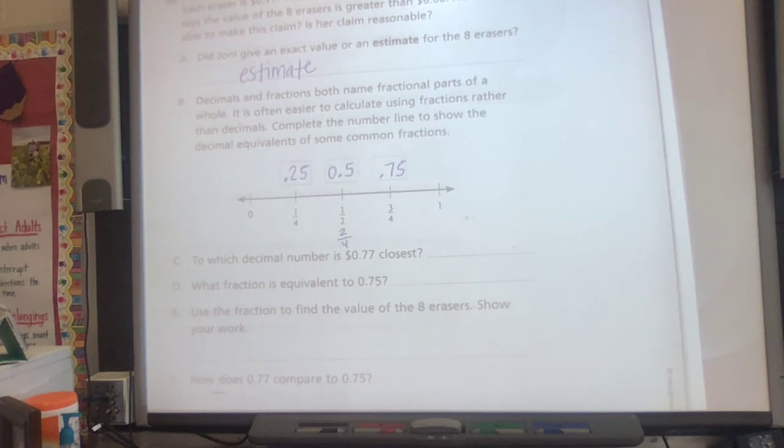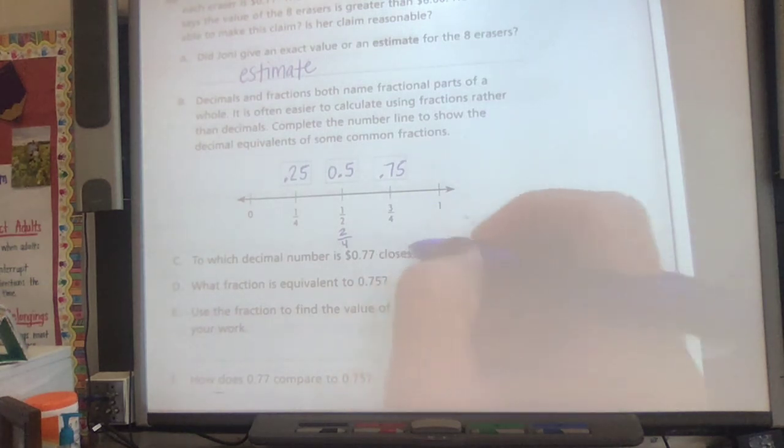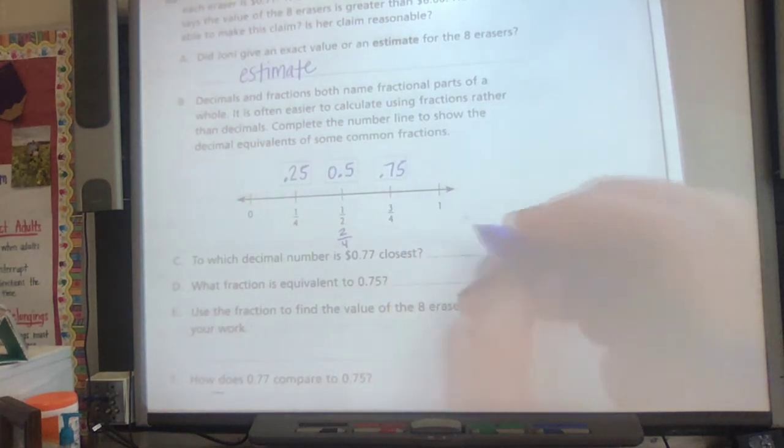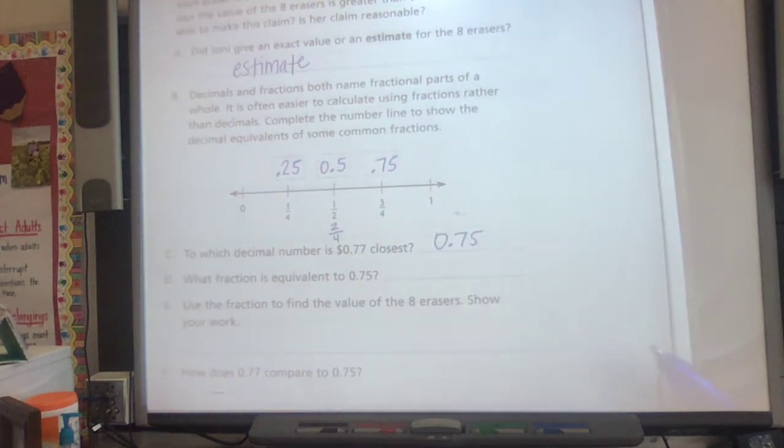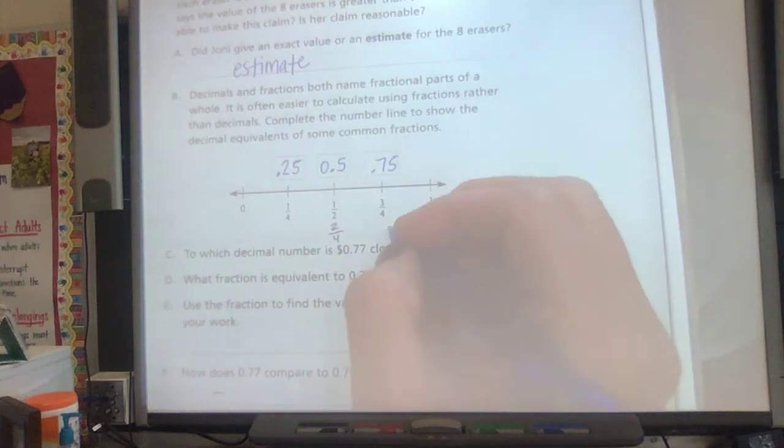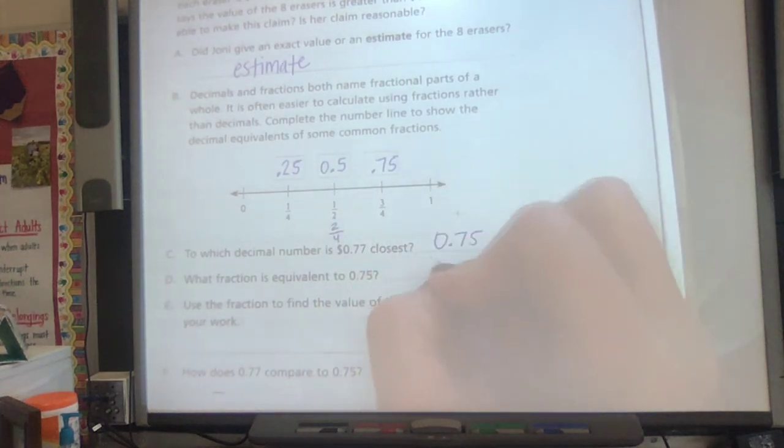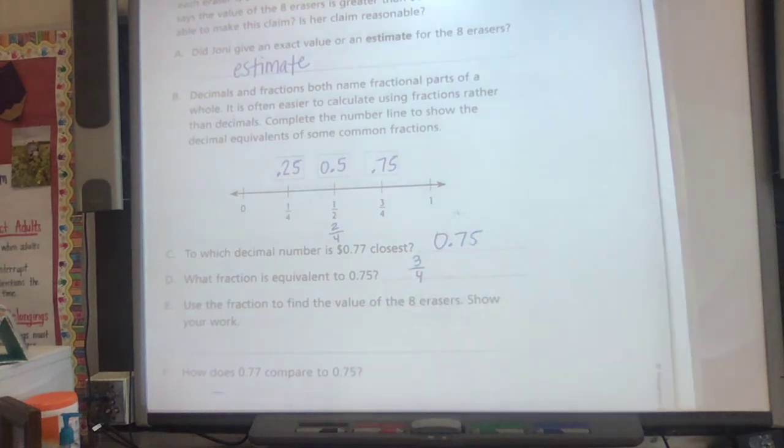Okay, to which decimal number is 77 cents closest? Well, that is close to the decimal 75 hundredths if we're looking on our chart. What fraction is equivalent to 75 hundredths? That fraction would be 3/4. Use the fraction to find the value of the 8 erasers and show your work.